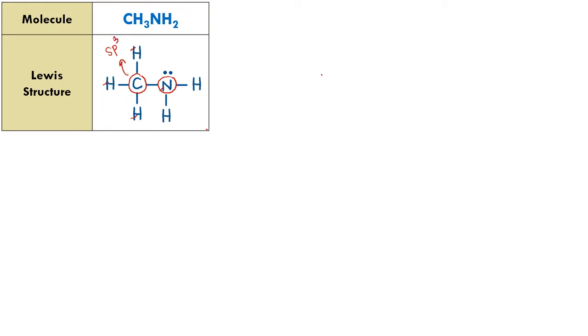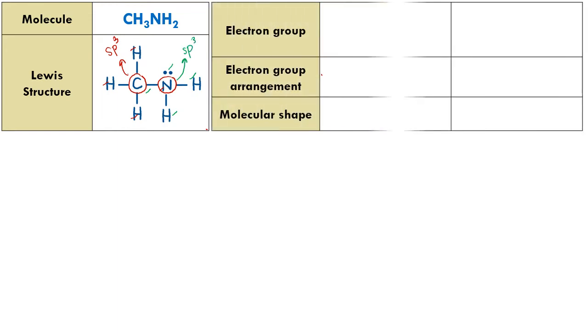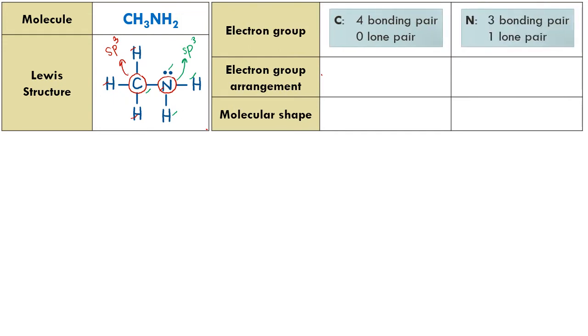Okay, kemudian kita tengok pula untuk nitrogen. So nitrogen it has 1, 2, 3 bonding pair and 1 lone pair. So number of electron group is also 4. So dekat sini nitrogen pun akan ada sp3 hybrid orbital. Okay, so kita tulis maklumat electron group for carbon: 4 bonding pair, 0 lone pair. Nitrogen: 3 bonding pair, 1 lone pair.